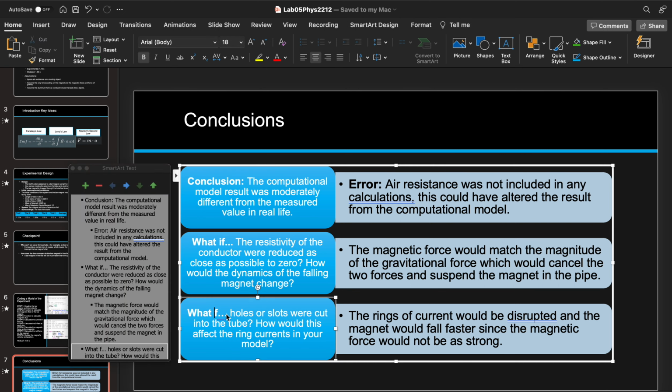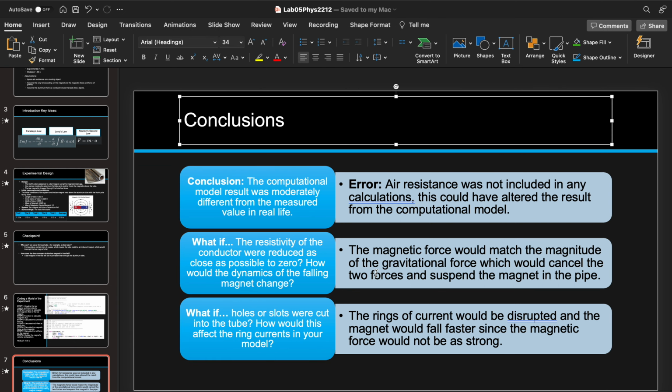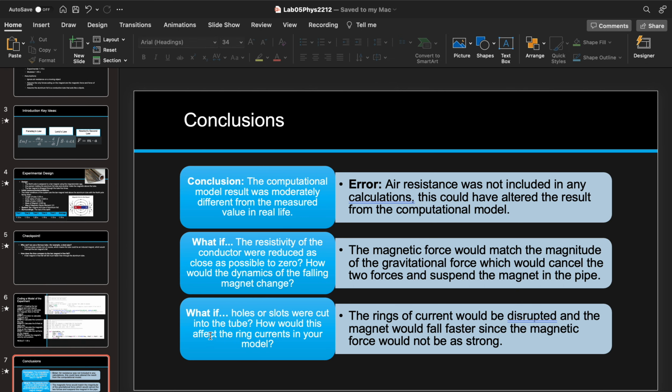What if holes or slots were cut into the tube? How would this affect the ring currents in your model? The ring currents would be disrupted and the magnet would fall faster since the magnetic force would not be as strong. And that is Lab 5.